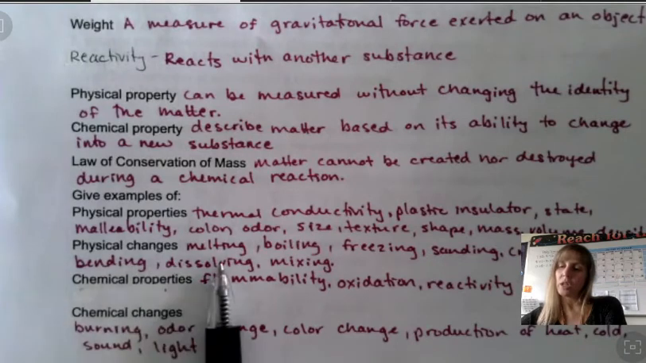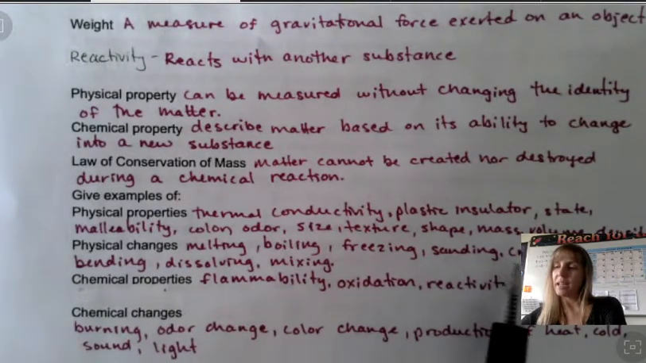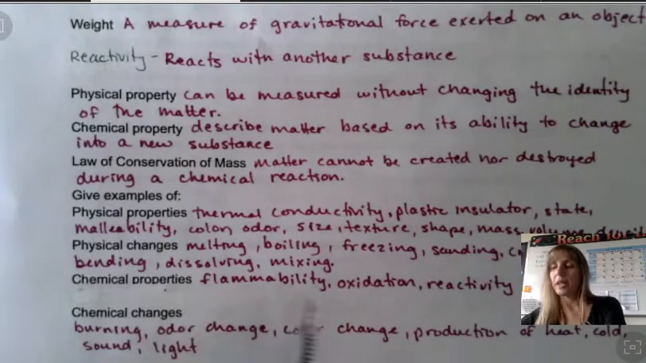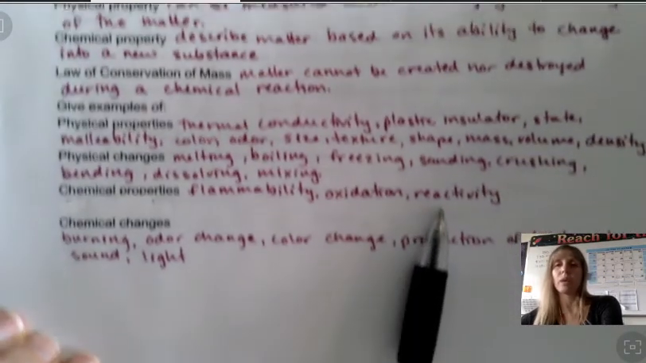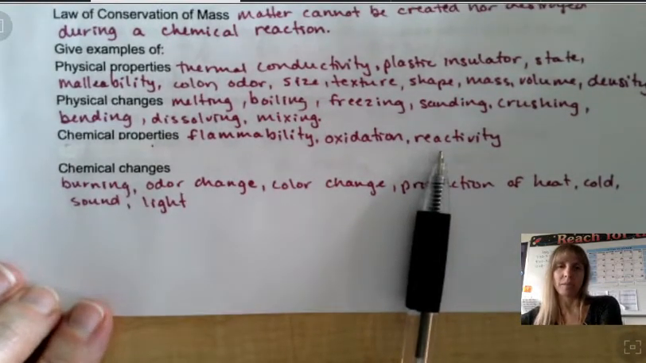Physical changes would be melting, boiling, freezing, sanding, crushing, bending, dissolving, mixing. Chemical properties could be flammability, oxidation, reactivity. There are more, but we really just focused on flammability, oxidation, and reactivity.